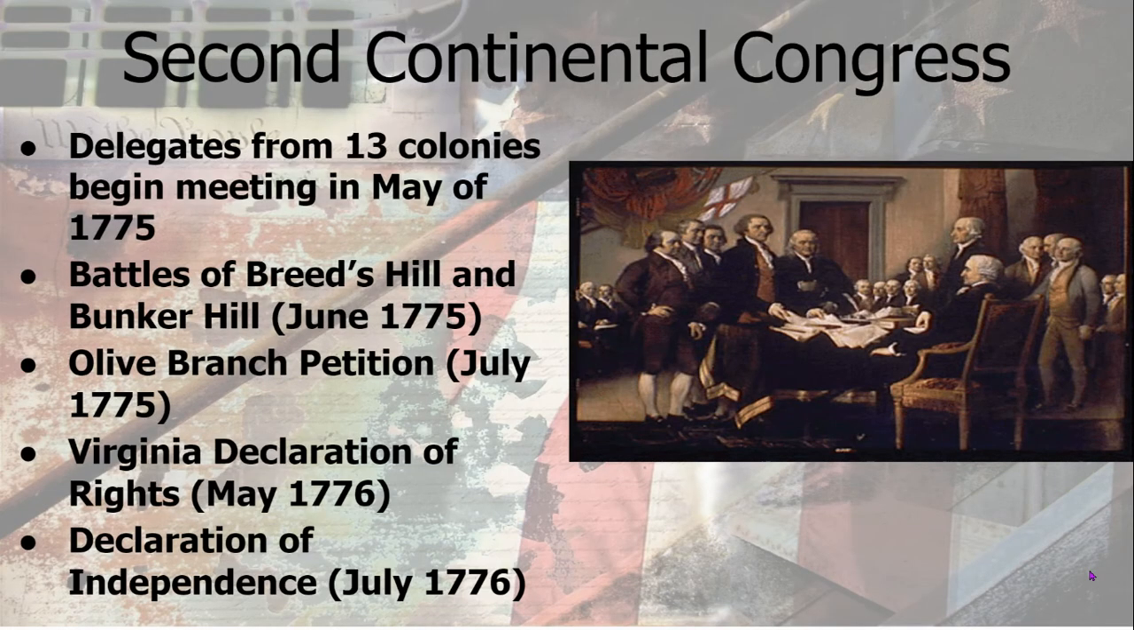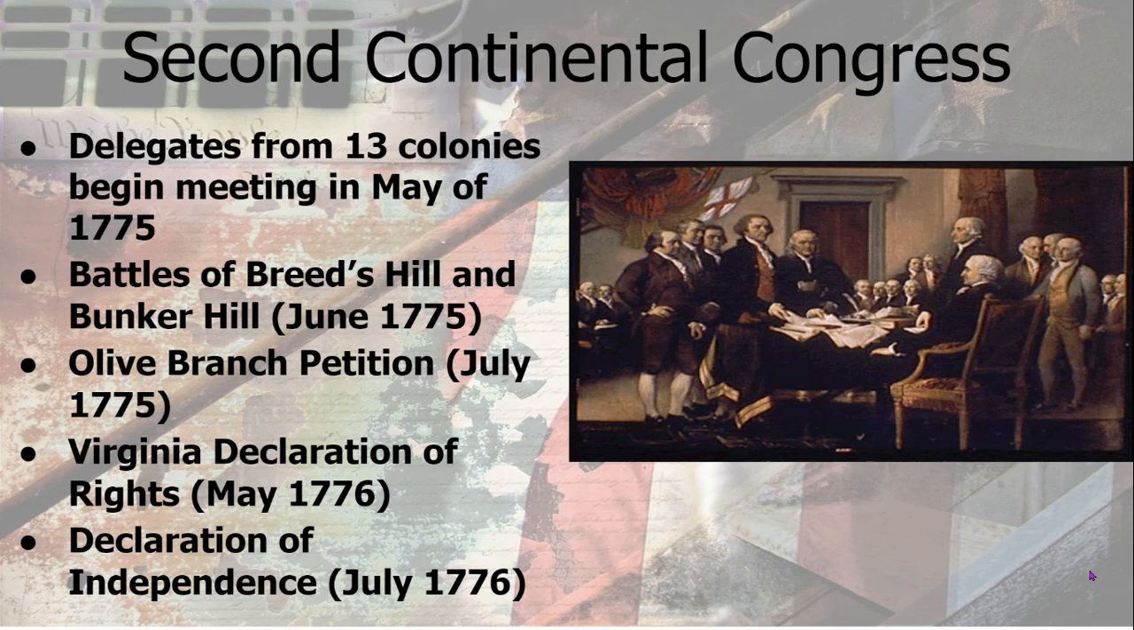As things continue to deteriorate after these first shots are fired, delegates from 13 colonies will begin meeting in May of 1775. We do have the first couple of battles that will ensue in this middle time of Breed's Hill and Bunker Hill. And there will be one last attempt made in July of 1775, the Olive Branch Petition, where they're going to reach out and say, King George, we don't want to be independent. We want to be part of England, but we need you to listen to us.